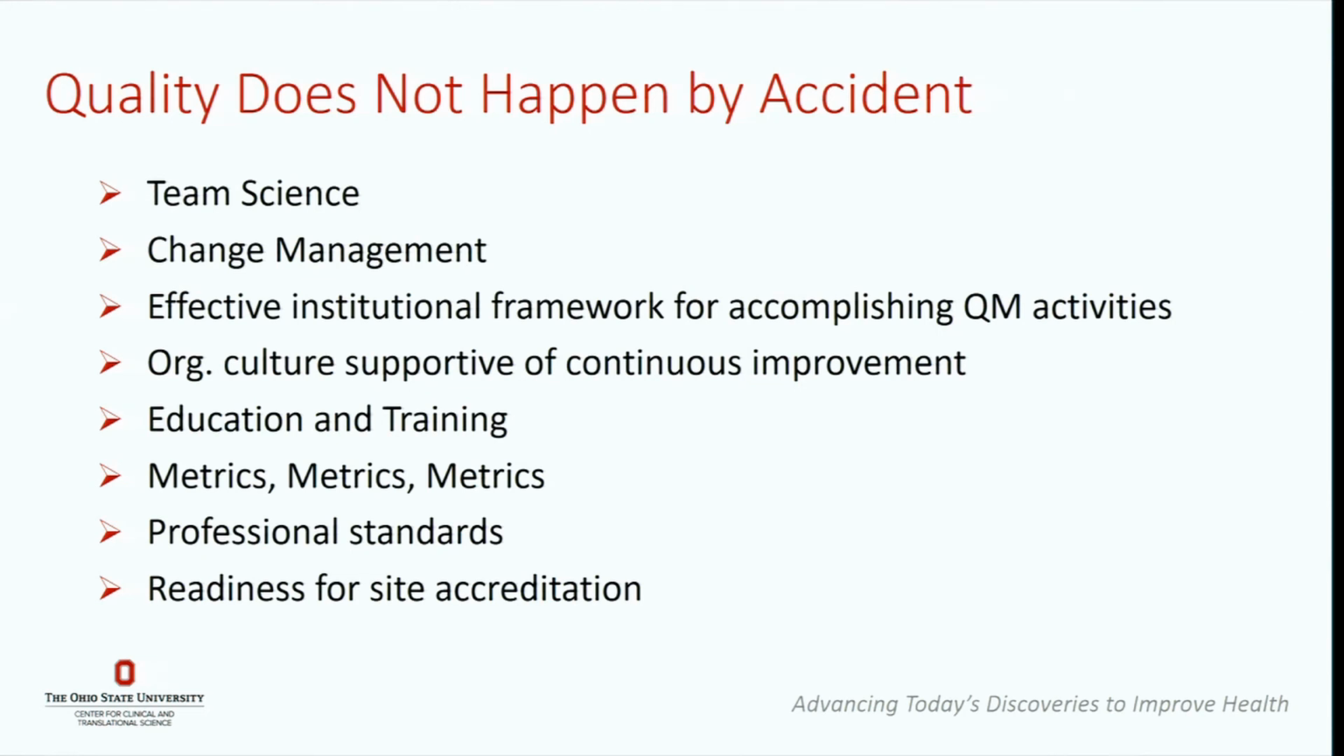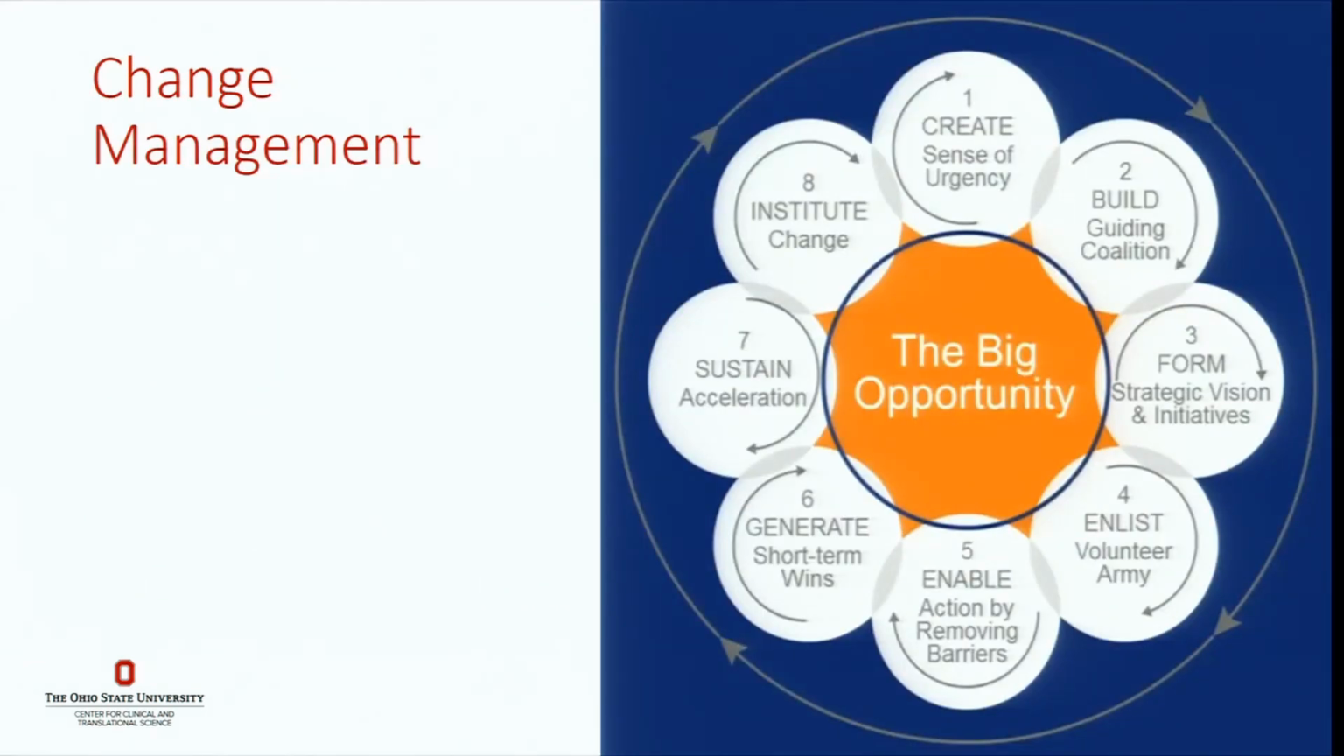And you need to have an effective institutional framework for accomplishing quality management activities. So this is sort of a top-down embracement of quality, but then also a bottom-up, taking all the stakeholders and having them involved in really streamlining and designing a good quality management plan. So we need education and training, a lot of collection of metrics, because you want to know how are we doing, and then setting professional standards and readiness for site accreditation. And I use the term change management.